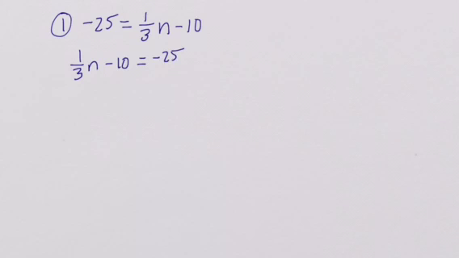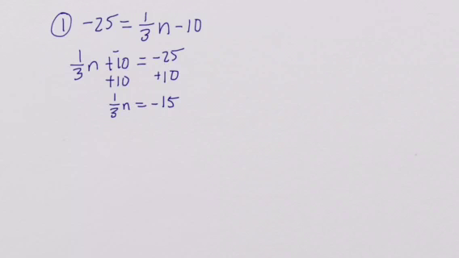Now we ask, is the variable term on the left? Yes, it is. Is it first? Yes, it is. Is it alone? No, it's not. So we're going to have to add a line and change the sign. And then we're going to zero pair out that negative 10, so it'll be positive 10. And now it's going to be 1/3 n is equal to negative 15.